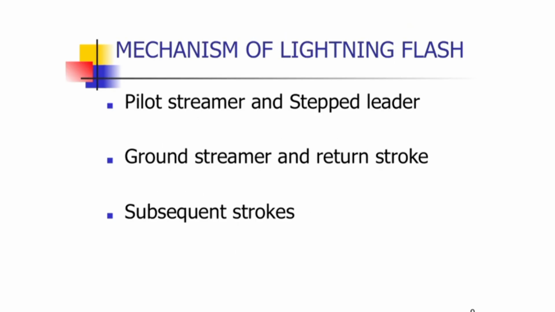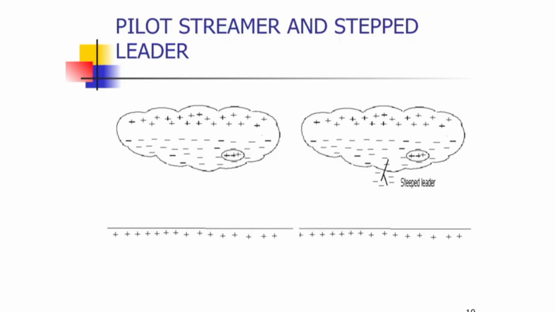Then the mechanism of lightning: lightning directly hits the ground through these stages. First the stepped leader and pilot streamer happen, then the ground streamer or return stroke, then subsequent strokes. The initial discharge from the cloud is known as the stepped leader; when it touches the ground, it is known as the return stroke or ground streamer. If multiple strokes happen, they are known as subsequent strokes. See, this is the pilot streamer.